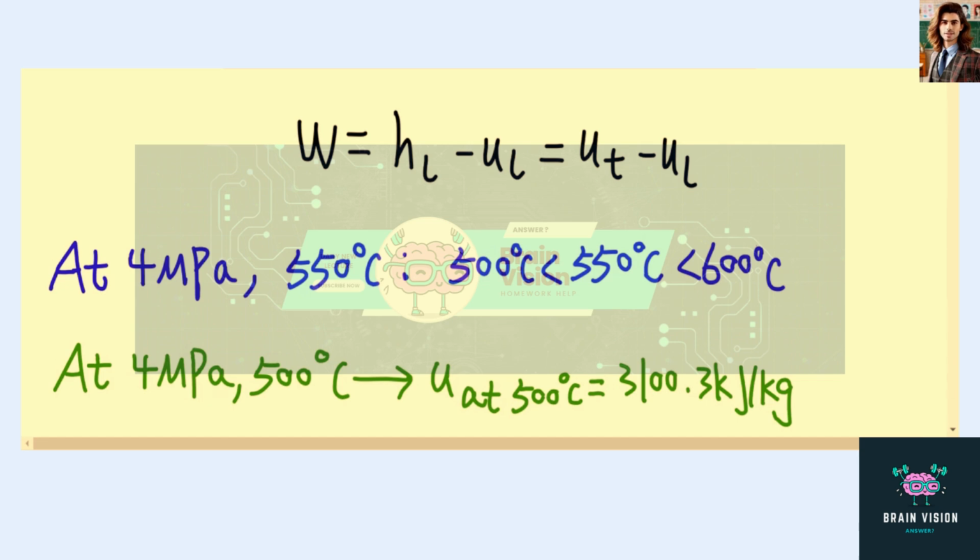Okay, so we know the flow work can be equal to HL minus UL, which is UT minus UL. HL here is the enthalpy of the steam in the supply line. UL here is the internal energy of the steam in the supply line. And UT here is the internal energy of the steam stored in the tank. As you can tell, UT is equal to HL.